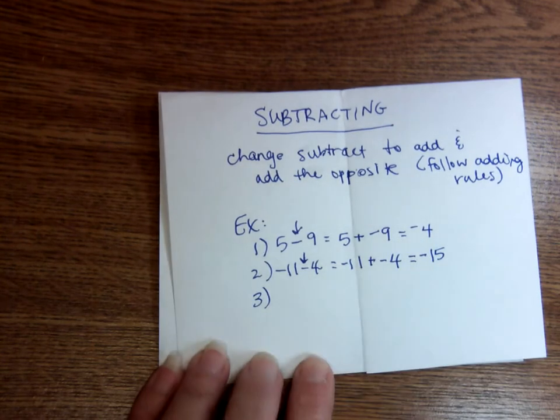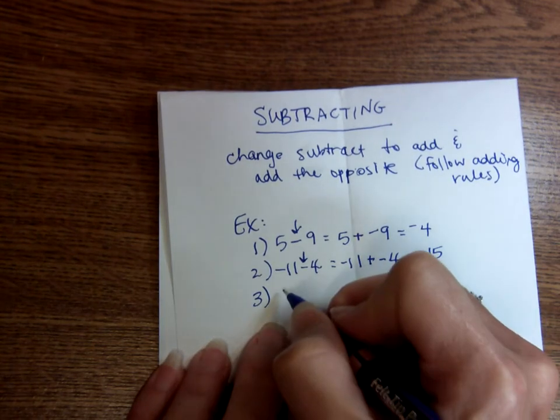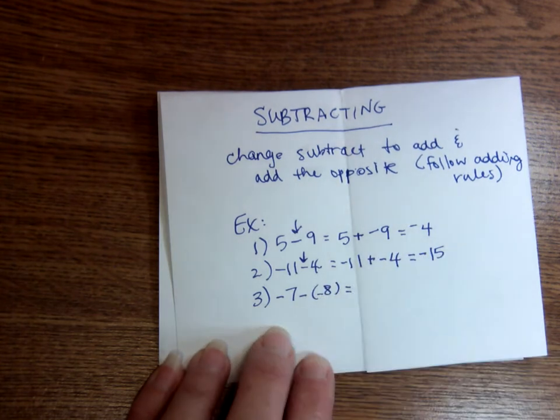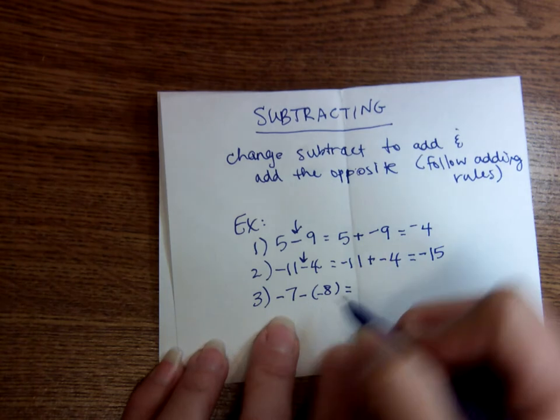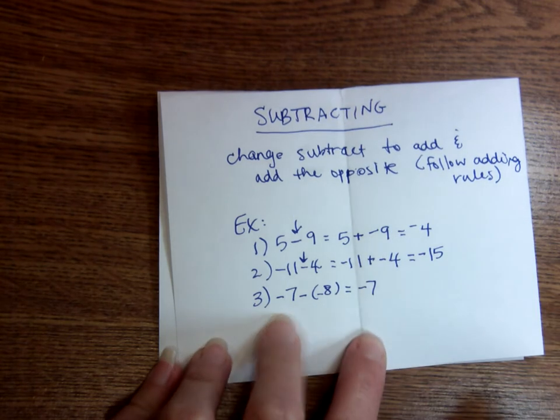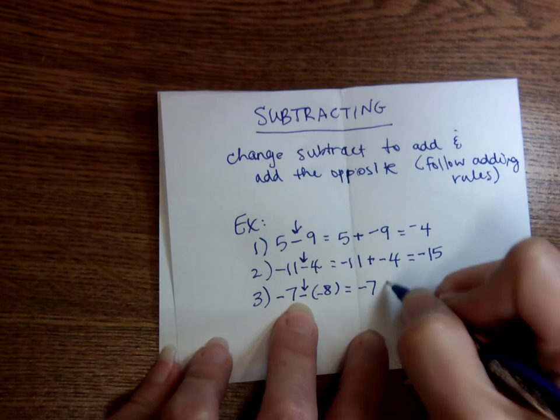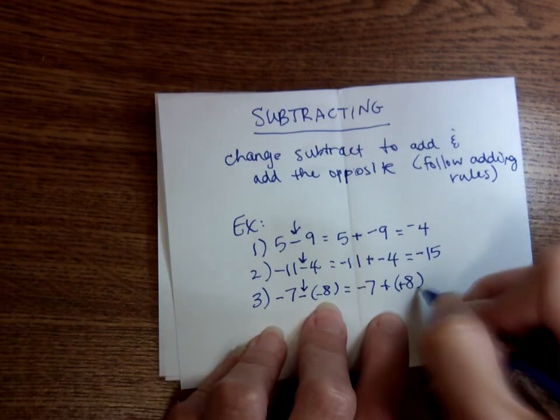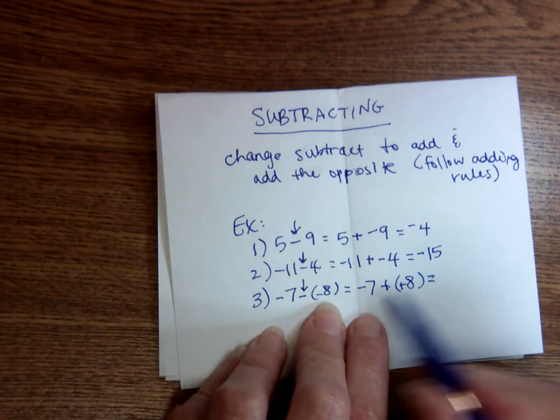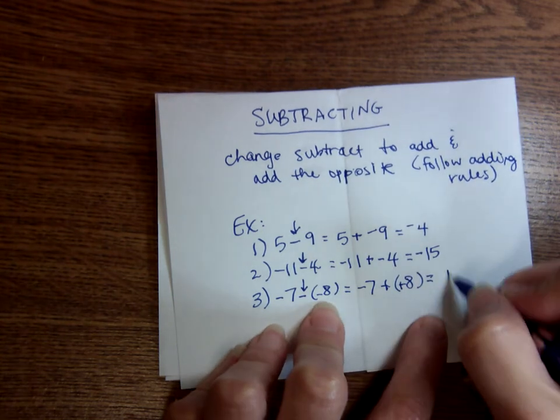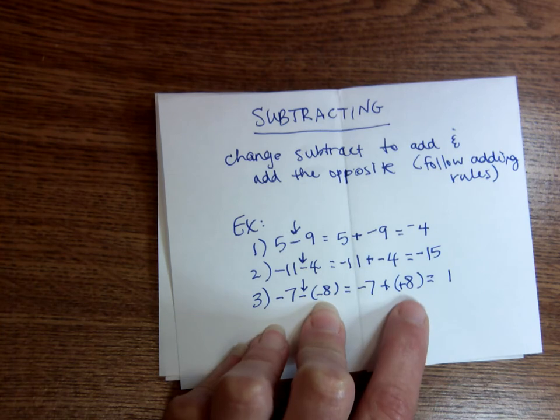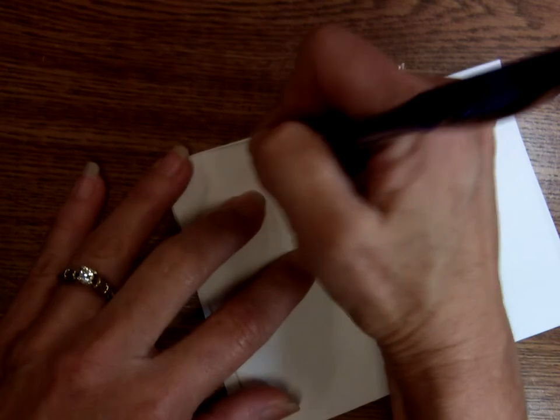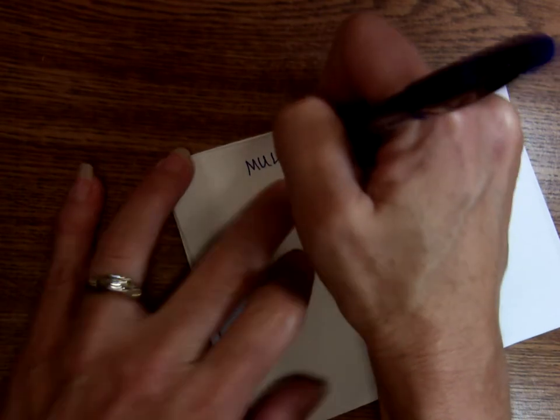Let's try another example. We have negative 7 minus negative 8. Again, we're going to keep that first number, negative 7, change the subtraction to addition, and change the negative 8 to a positive 8. Notice that they are different signs, so we will subtract the numbers, 1, and take the higher sign, positive. Our next page is going to be multiplying and dividing.